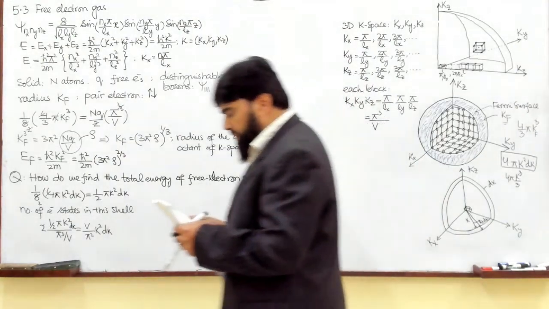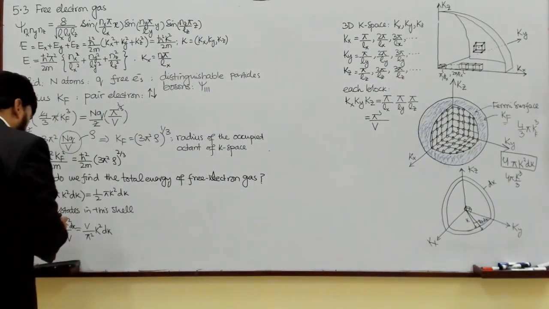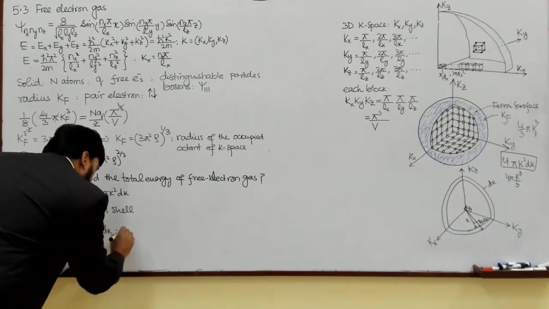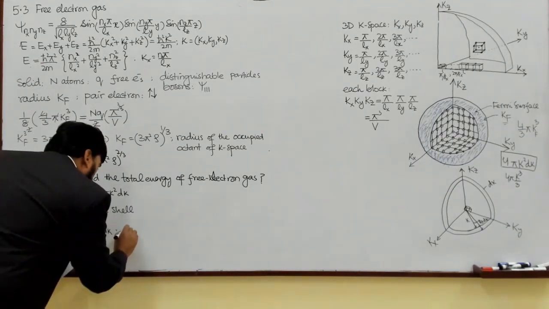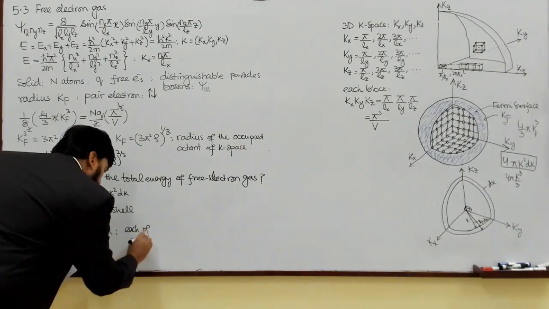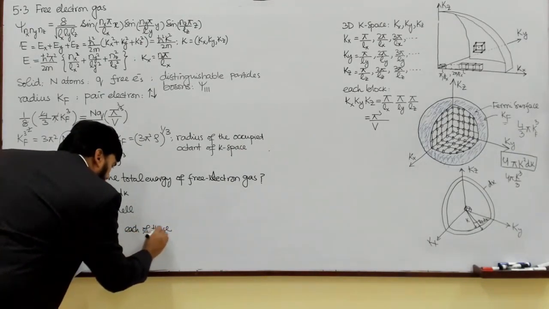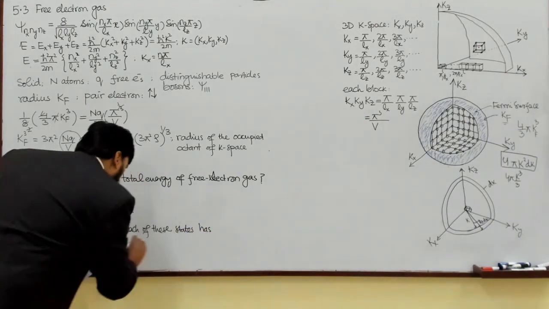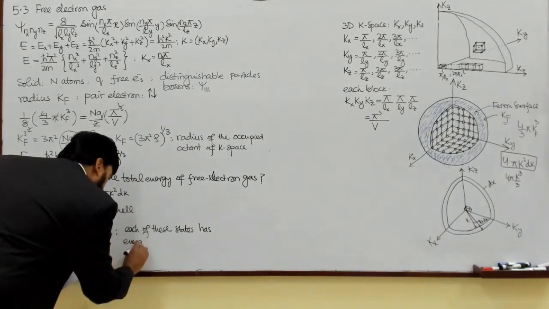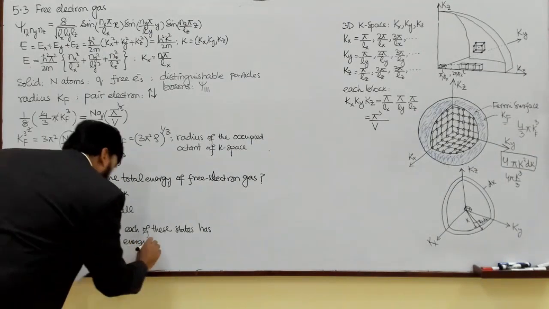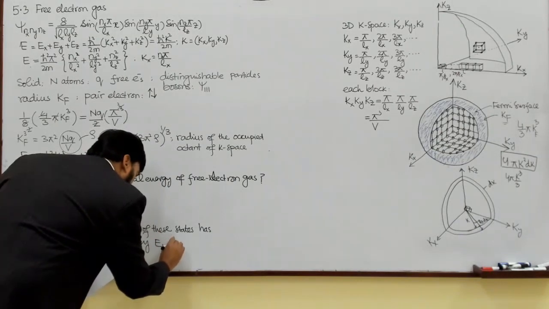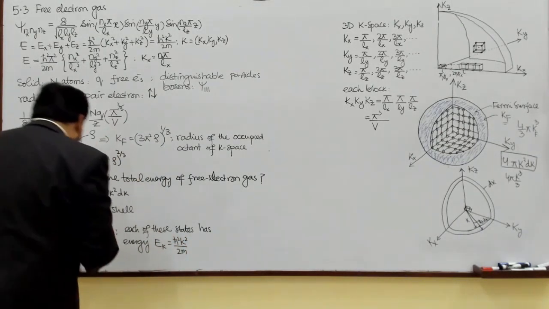Now each of these states has energy, which is equal to Ek, h bar squared k squared over 2m.